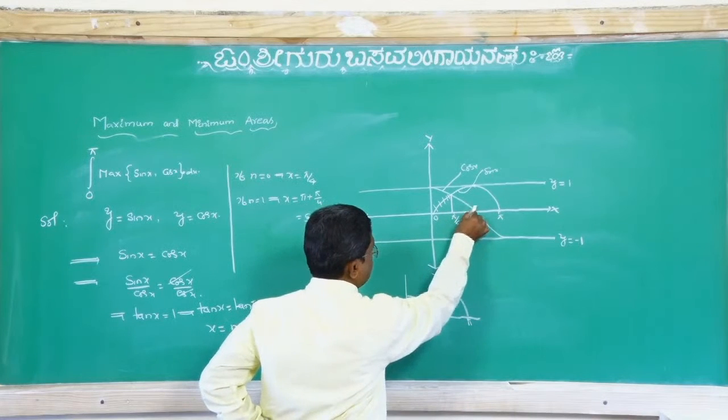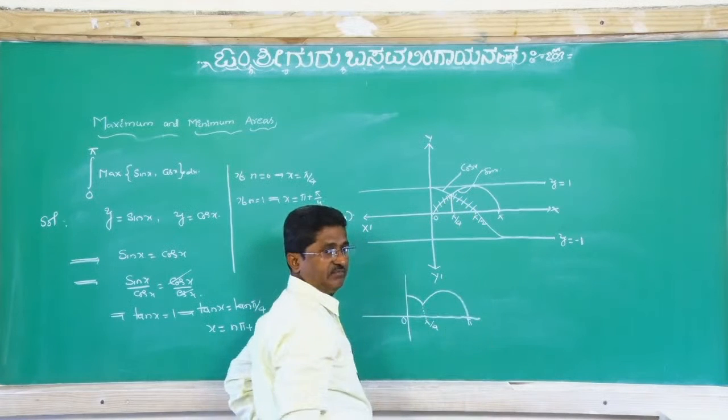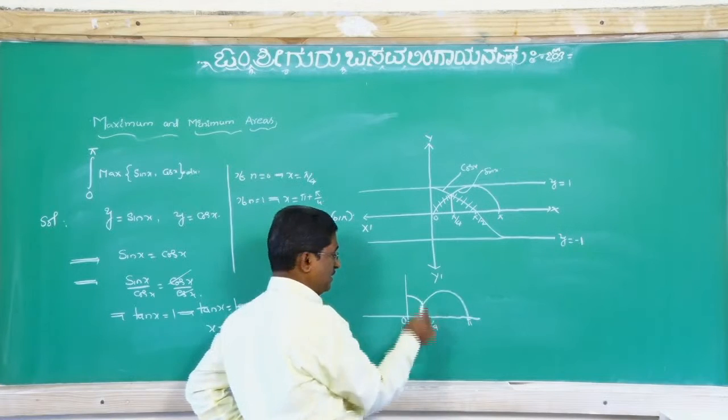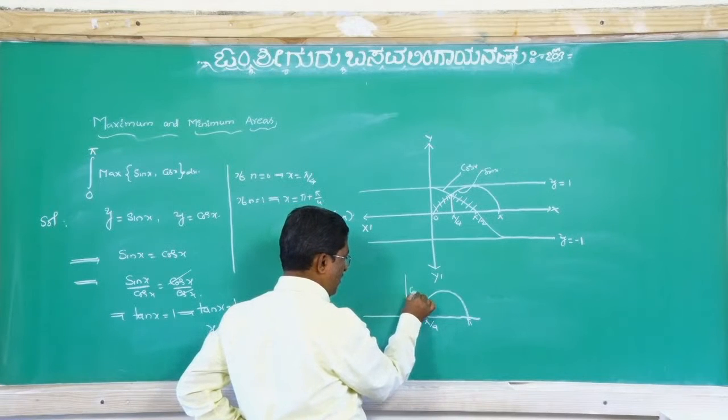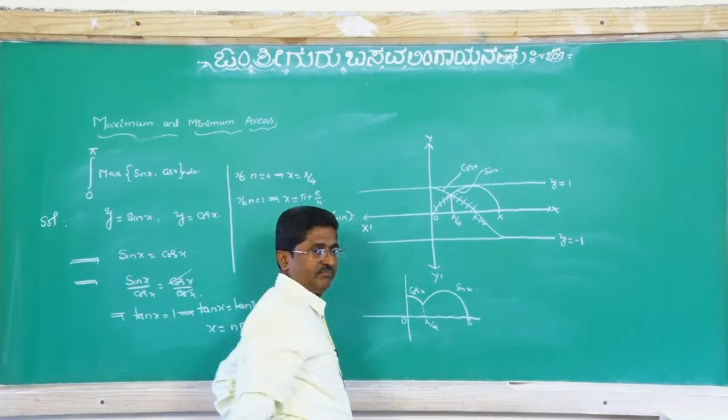This portion is cos x. So, take one knife and cut and throw it outside. Now, the location of the graph is this one. All of you are clear? So, this function I call cos x and this function we call sin x.